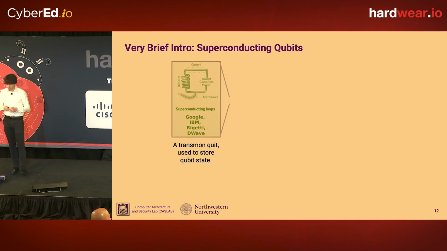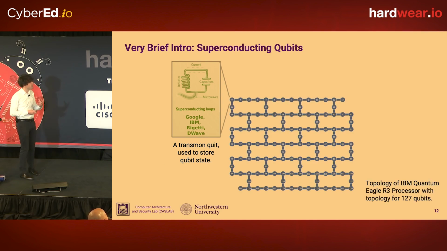And another picture maybe you've seen. When you have a quantum computer, especially a superconducting quantum computer, you usually see a picture like this that shows the topology of the machine. In these pictures, each dot or circle is a qubit. For example, this is a 127 qubit machine from IBM, and for whatever reasons, this is the topology in which they connect their qubits.